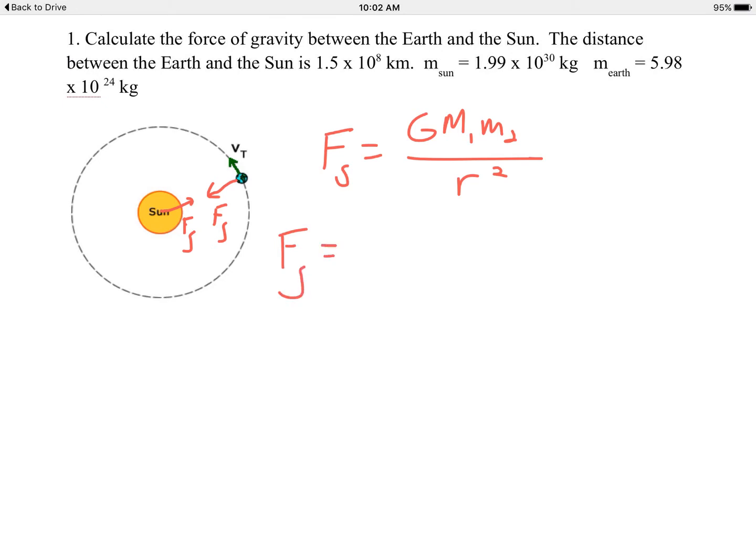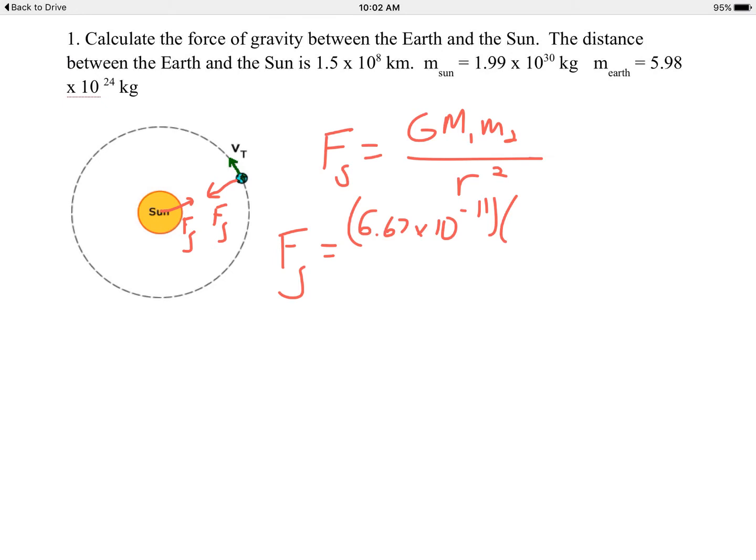F sub g, the force of gravity that each of them pull on each other, is G, which is going to be given to you, 6.67 times 10 to the negative 11th. That's on the previous slide in the notes. Times mass number 1. Now once again, I usually use a capital and a lowercase mass. It doesn't matter. You can use two lowercase m's. But usually there's one bigger mass and one smaller mass. The order is not important here because of the commutative property of multiplication.